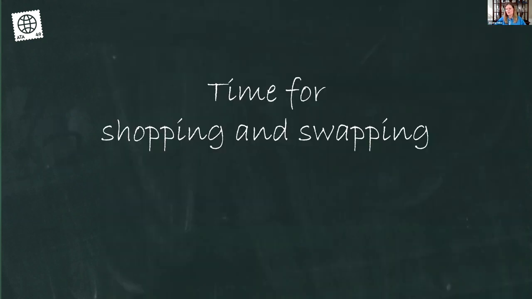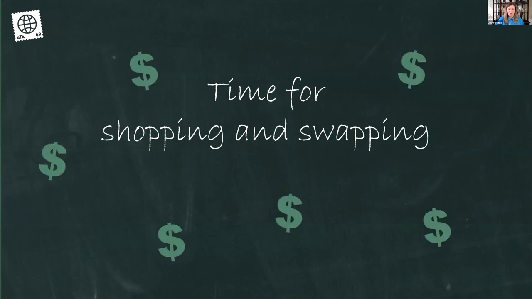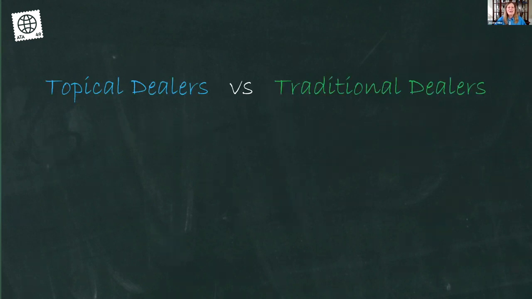So you've chosen your topic, you have your checklist, and you have an idea of what you are looking for. Time for shopping and swapping. This is the fun part. There are topical dealers and traditional dealers. And let's talk about the difference.